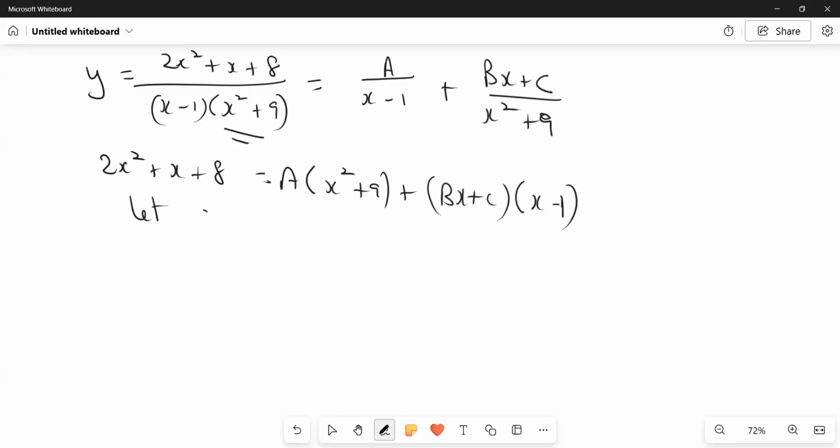Let x equal 1. What that does is it kills this, eh? Kills this here. When you let x equal 1, what happens here? You got 2 plus 1 is 3 plus 8. You got 11. 11 equal to, what's here? 1 plus 9. Oh my, some horrible numbers now. We got 10a, which implies that a equals 11 over 10, which is 1.1. Yeah, those are possibilities too, right?